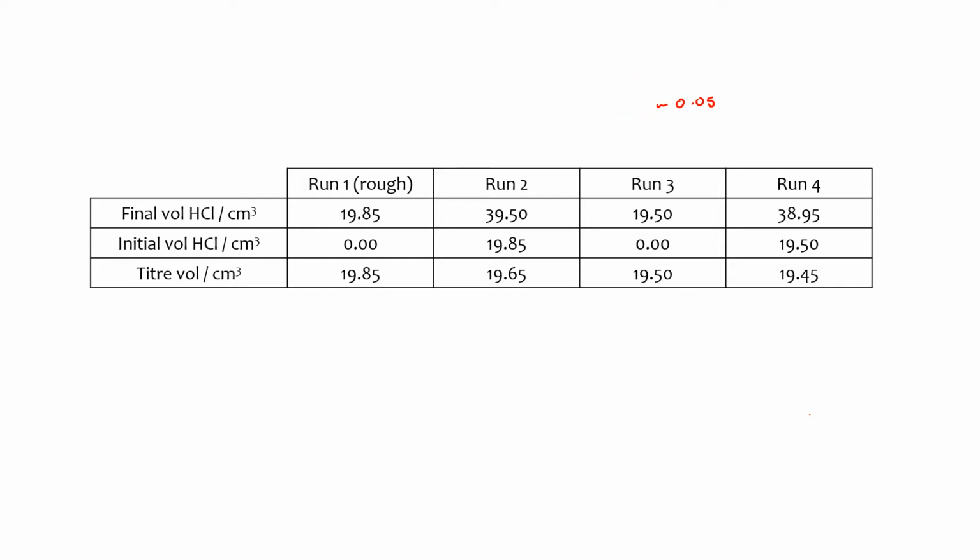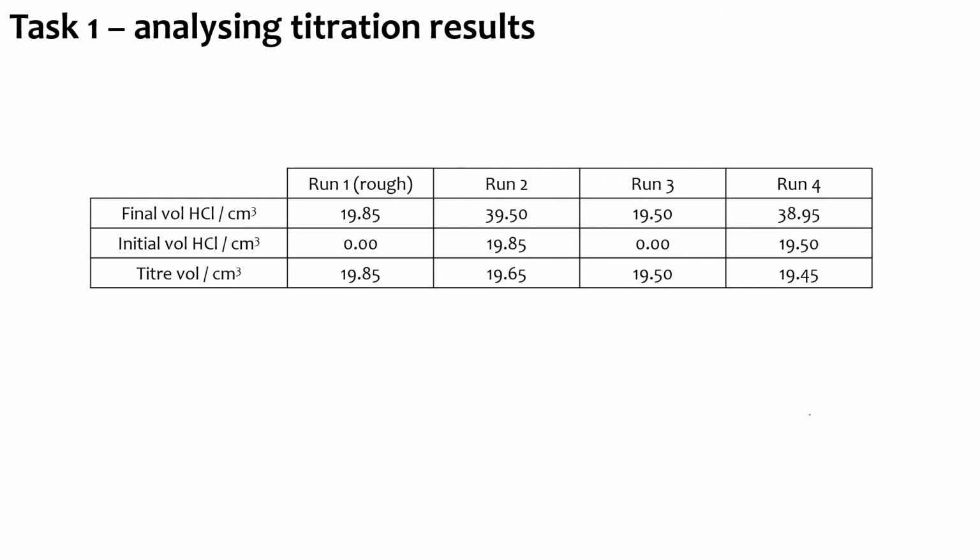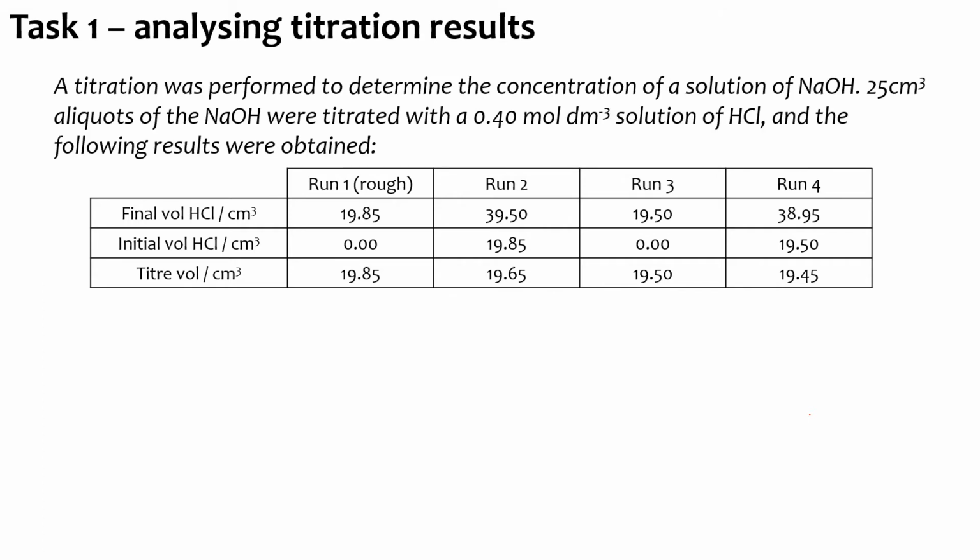So now that we've been through that, we're going to have a look at task 1, analysing titration results. So this is a year 1 calculation, as you would get in a year 1 paper. A titration was performed to determine the concentration of a solution of NaOH. 25 centimetre cubed aliquots of the NaOH were titrated with a 0.40 mole per decimetre cubed solution of HCl, and the following results were obtained.